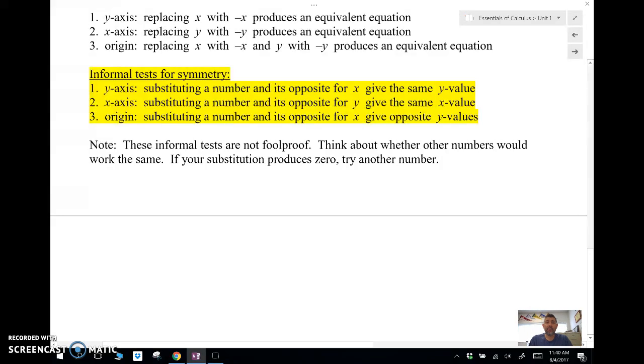For x-axis symmetry, if I put in an opposite y, like negative 1 if it was 1, then I should end up with the same x value. For origin symmetry, if I put in the opposite for x, I should also get the opposite for y. I'll give you an example of what I mean. But those are informal tests. That means you're just testing one point on the graph. It doesn't mean that the entire graph does that. That's why it's called an informal test. They're not foolproof.